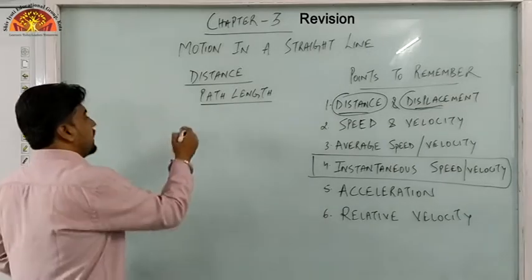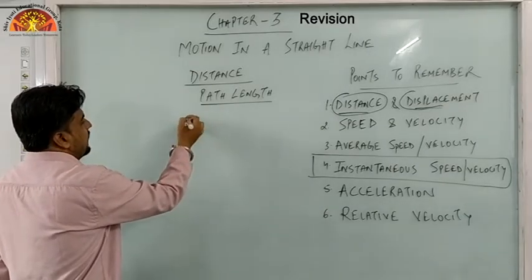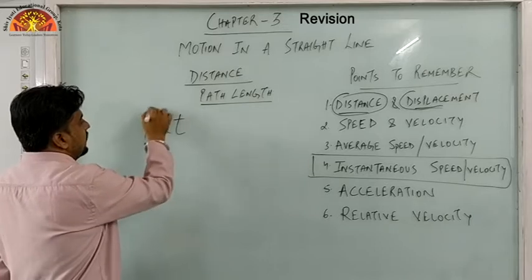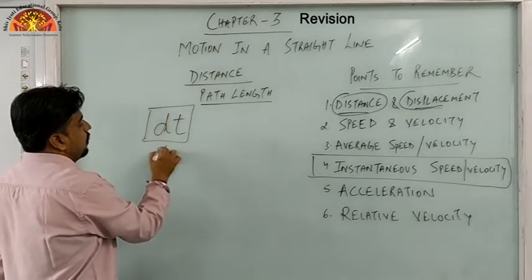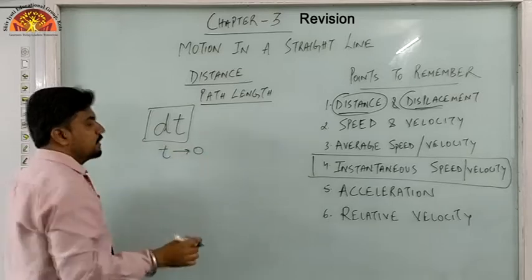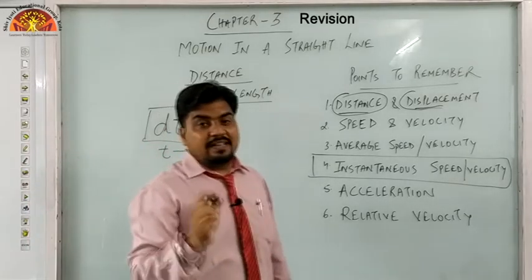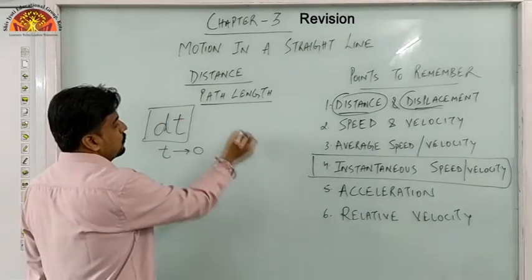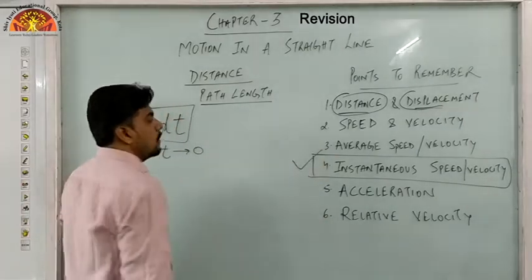जब हम किसी particular एक बहुत छोटे से t time की बात करते हैं, बहुत छोटे से t time की बात मतलब हो जाती है dt time. जब हम एक dt time की बात करते हैं, where t almost tends to zero, बहुत ही minute सा time होता है. So in this particular time interval, when we talk about the velocity or the speed, then that is called instantaneous speed and velocity.